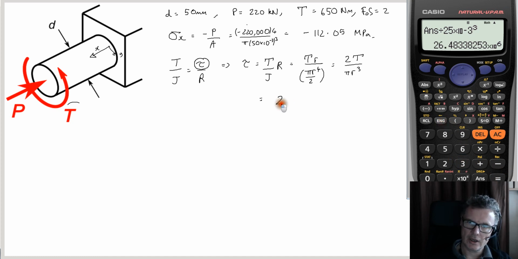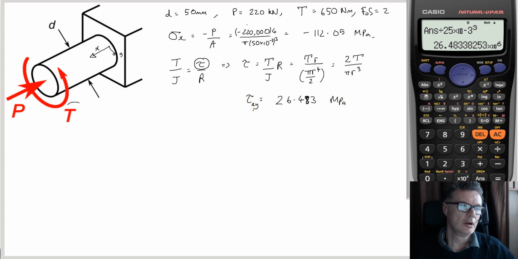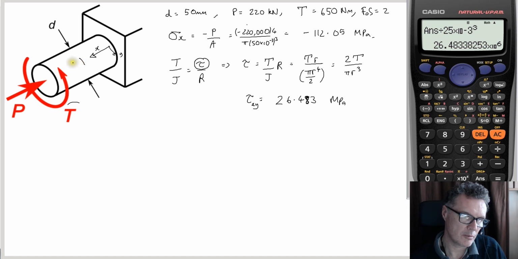And we're going to get a shear stress of 23.483 megapascals. And that's the shear stress in the XY plane. Right, so one of them is trying to pull it in this direction, or actually the other way around, this direction, and this one will be trying to pull it in this direction. We thought about an element.